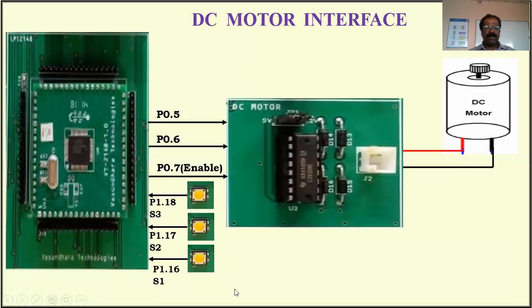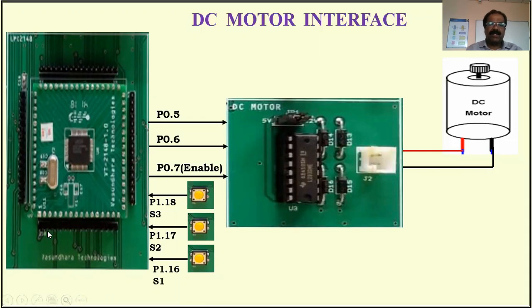driver circuit. Here I'm going to use three switches, S1, S2 and S3. S1 is for clockwise, S2 for anti-clockwise, and S3 for stop. Then I'm going to use three pins, P1.16, P1.17 and P1.18, to control the direction of the motor. If you press S1, it's going to rotate the motor clockwise. If you press S2, it's going to rotate the motor anti-clockwise. If you press switch 3, it's going to stop the motor.